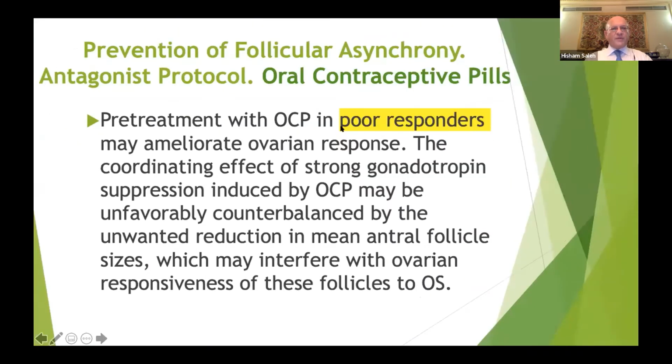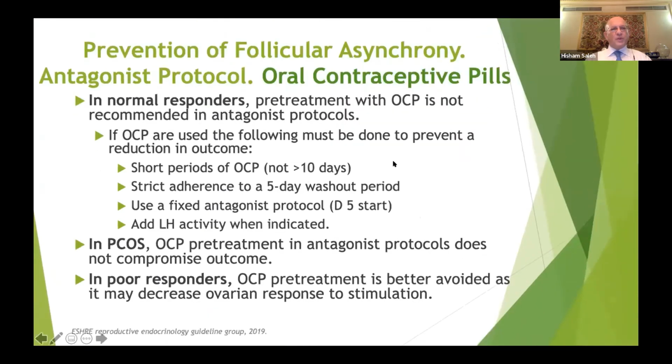Pre-treatment with oral contraceptive pills in poor responders may ameliorate ovarian response. The synchronizing effect of strong gonadotropin suppression induced by pills may be unfavorably counterbalanced by the unwanted reduction in mean antral follicle sizes, which may interfere with the responsiveness of these follicles to ovarian stimulation. So in poor responders, especially if they are extreme poor responders, pills may deteriorate the condition, not improve it. So oral contraceptive pills with antagonist is a very controversial matter.